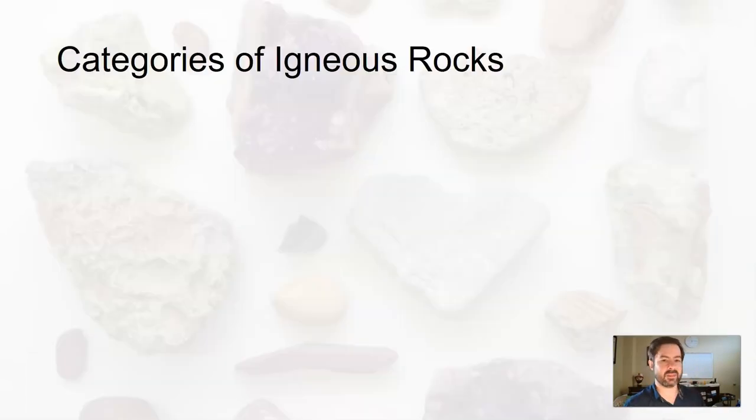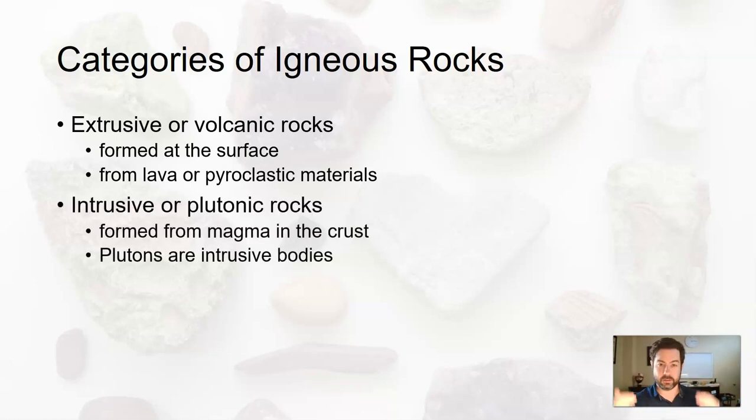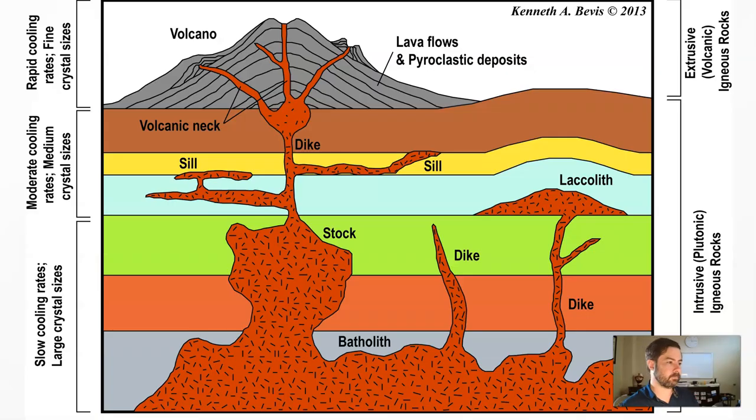So there are different categories of igneous rocks. There are extrusive igneous rocks, extrusive, to extrude, to exit. These formed on the surface, from cooled lava or pyroclastic material. And we also have intrusive igneous rocks that form on the inside. Sometimes they're known as plutonic rocks. These formed from magma in the crust, and we refer to large bodies of cooled magma that form rock as plutons.